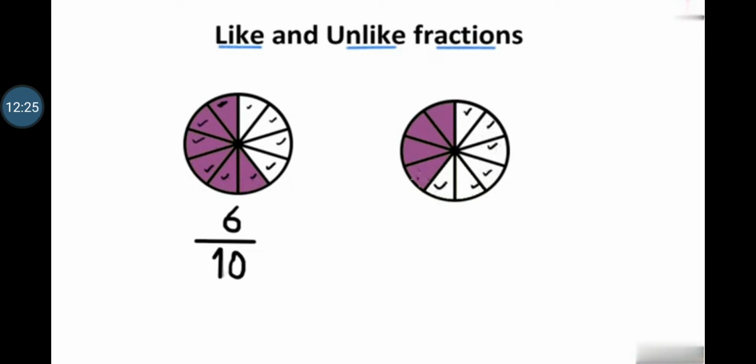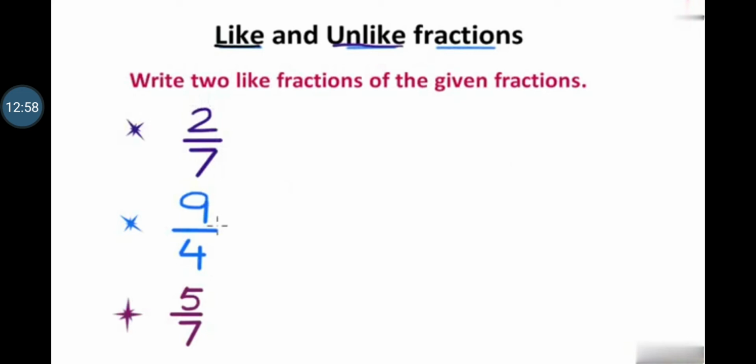Look at the other picture. How many total parts does it have? It has 10 equal parts. So in the denominator here will be 10. Now how many parts are colored out of 10? Yes, 4 parts are colored. Now here you can again see that these both are like fractions. How are they like fractions? Because they have the same denominator.